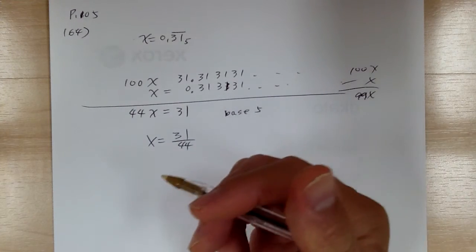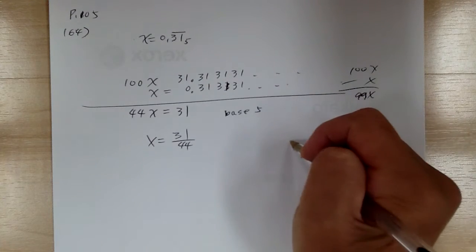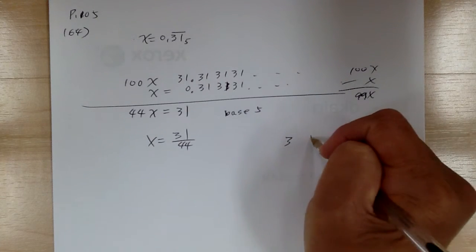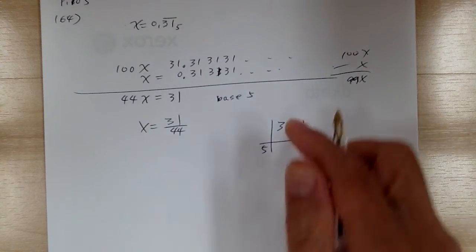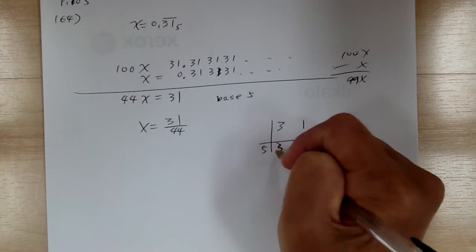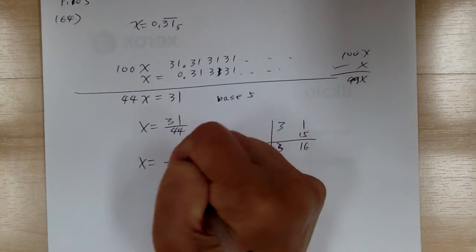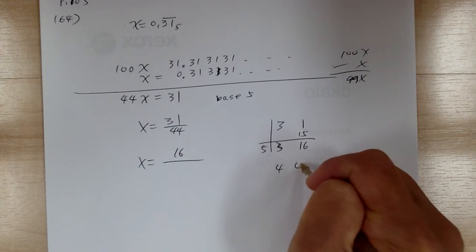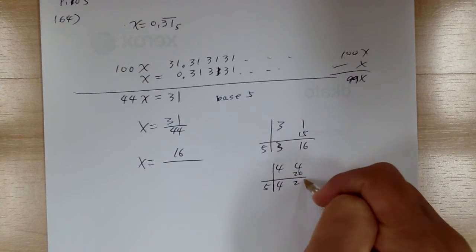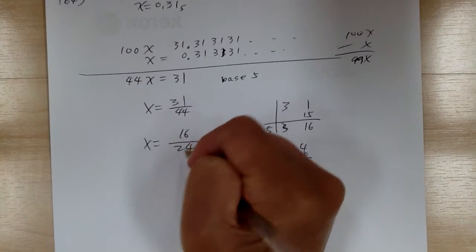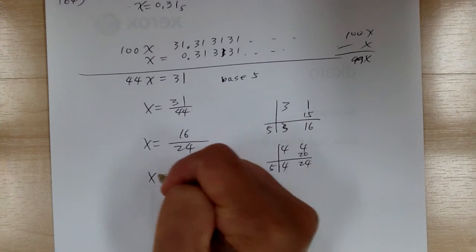So now we need to convert into base 10. To convert to base 10 from base 5, use the standard method, so put a base 5 over here. You drop, multiply, you add. So you're going to get 16 on top. And then 44: you drop, multiply, drop. So you get 24. When you reduce, you can reduce by 8. So you get 2 over 3.